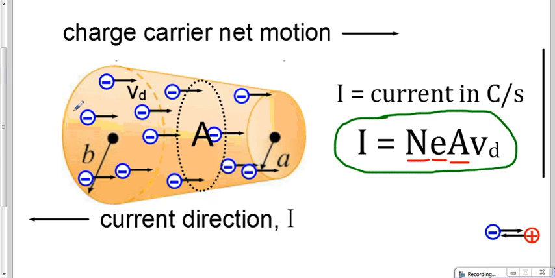We could use the wide end here, which would be a little more area, or we could use this narrow end here on the right, which would be a smaller area. But wherever the area is, that's the area that you put in here.